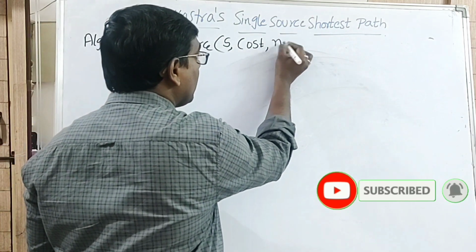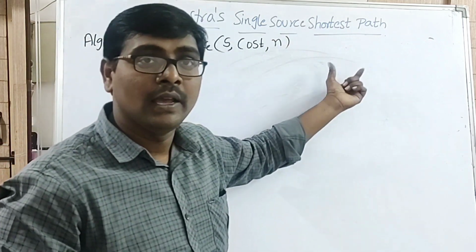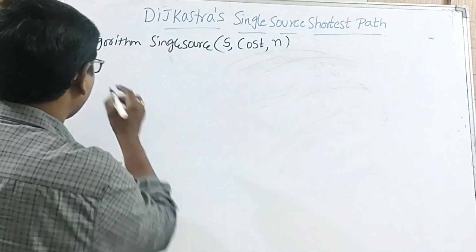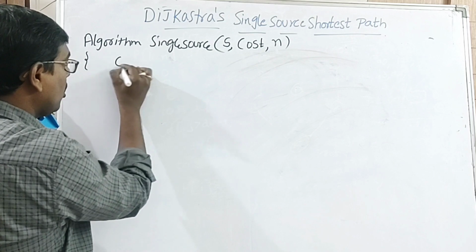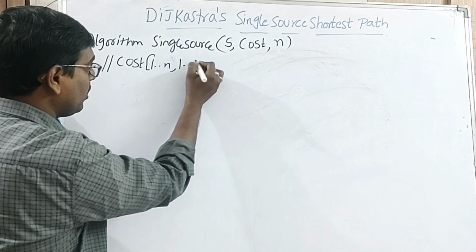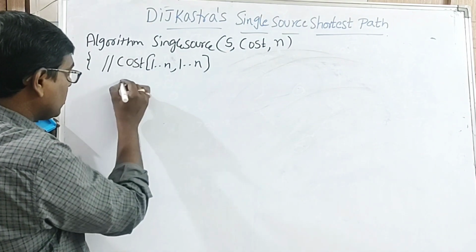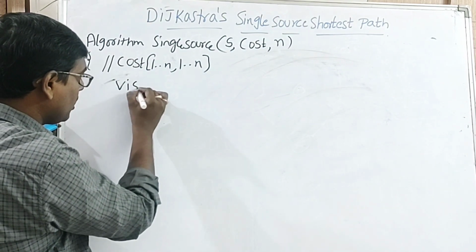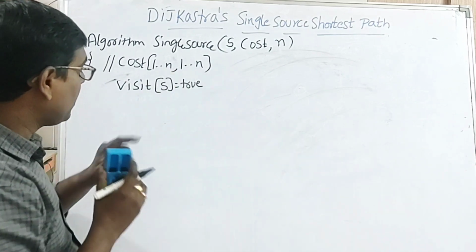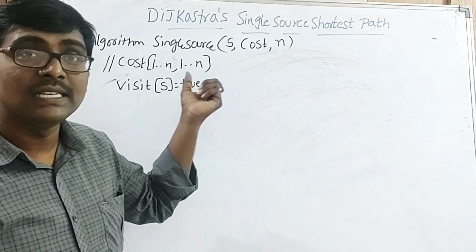Now, assume a variable n. N specifies the number of nodes or number of vertices in the given graph. Coming to the algorithm, you already know the cost, cost of 1 to n, comma 1 to n. Here I am using visit: visit of S is equal to true. S is the source vertex, and the source vertex is visited.